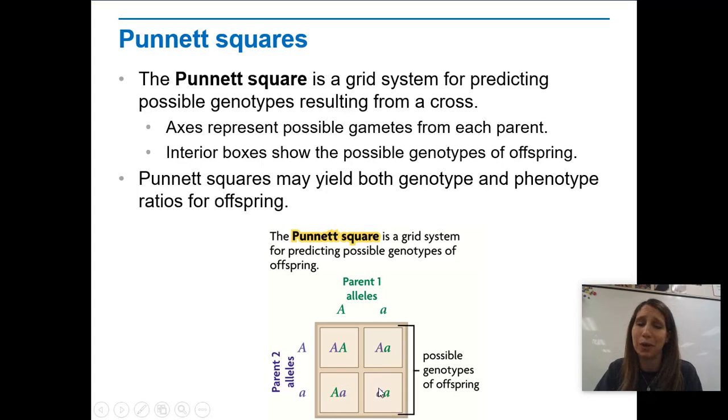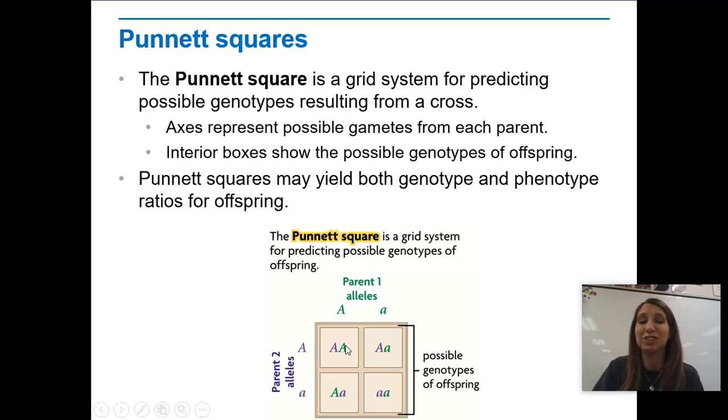What you need to keep in mind is that these are not actual offspring at this point. This is simply predictive. We're saying that if these two parents mated, they have a 1 in 4, or 25%, chance of producing offspring with the recessive phenotype, little a, little a genotype. We also have a 1 in 4 chance of creating offspring that are homozygous dominant and have the big A, big A genotype and also the dominant phenotype.